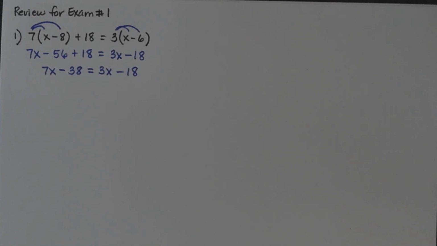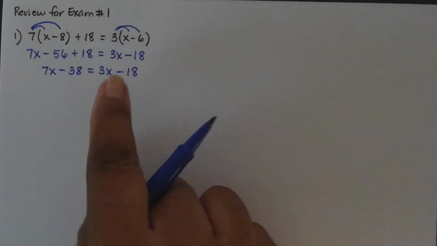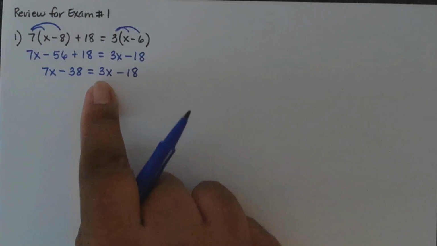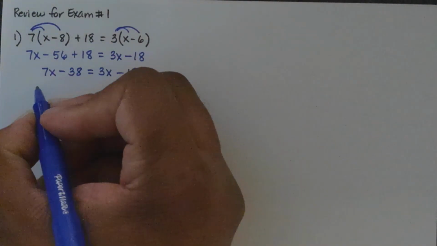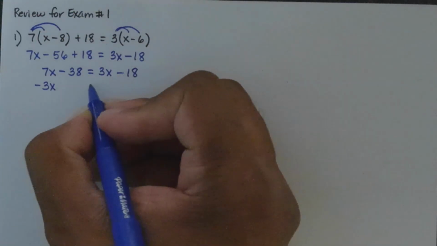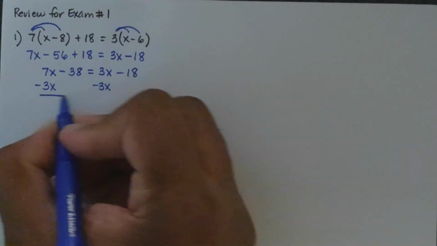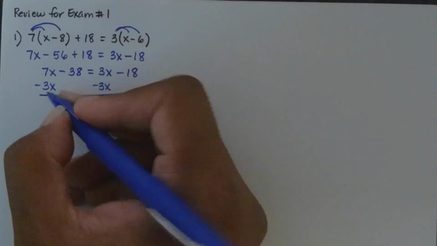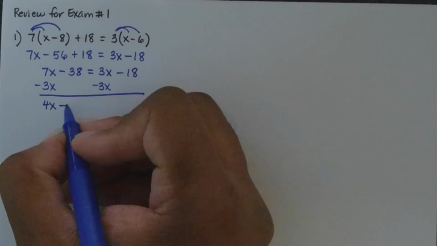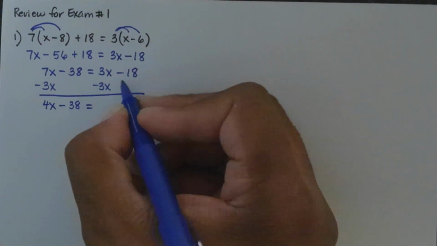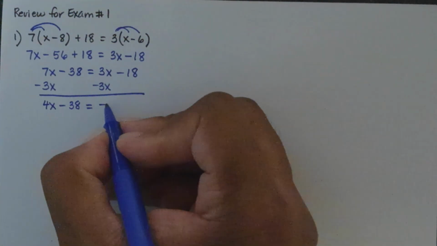All right, now let's get all the x's preferably on the left-hand side. Or try to move the variable that has the smallest coefficient over to the opposite side. Let's move the 3x over to where 7x is by doing what? Subtract 3x. So that means I have 7x minus 3x, which will be 4x minus 38. That's equal to negative 18.